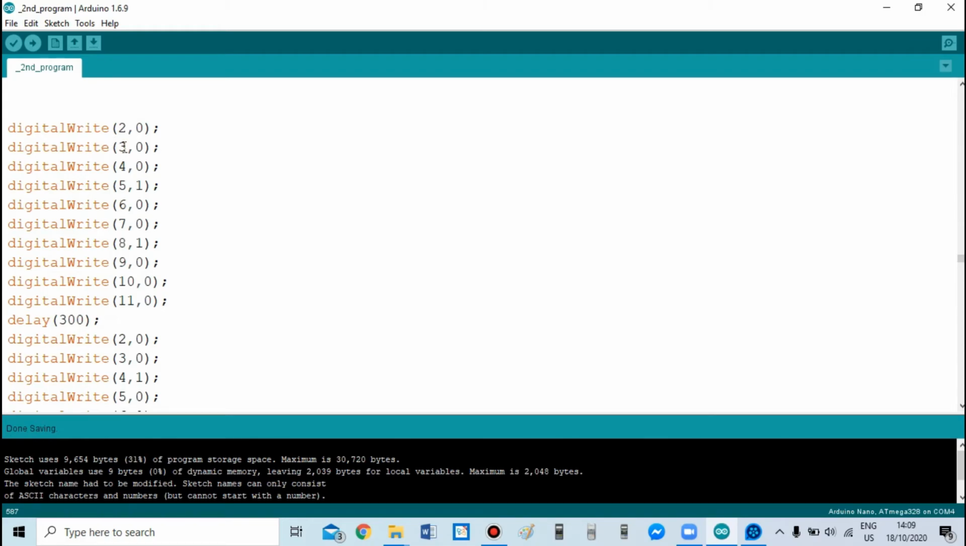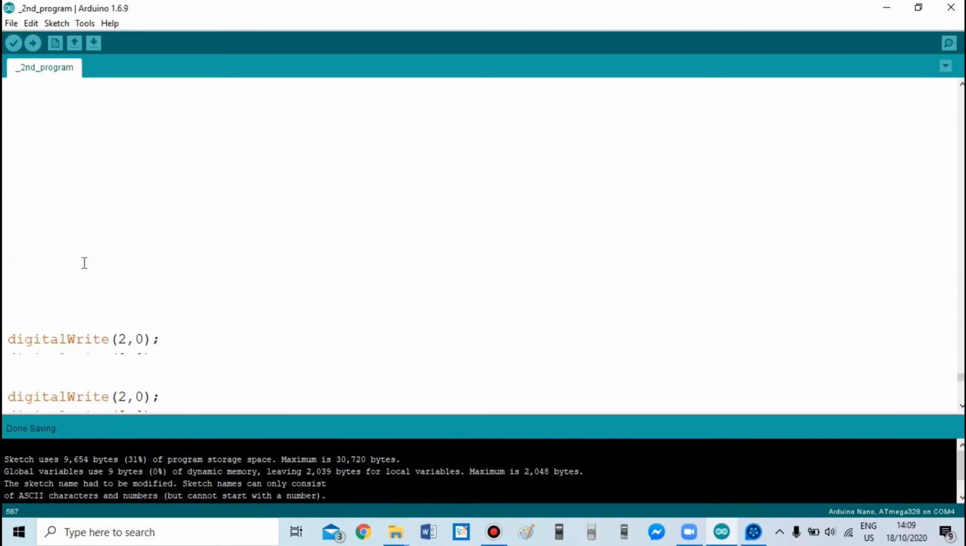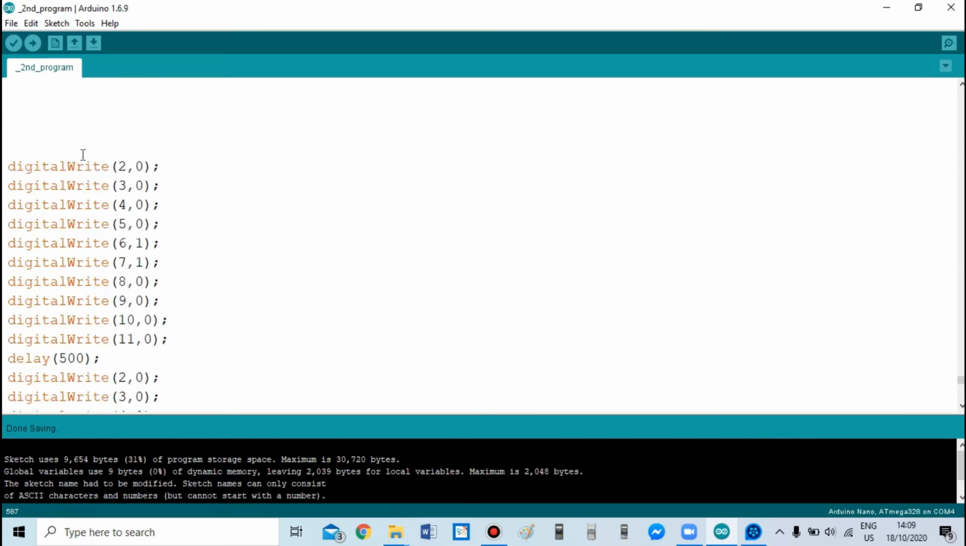In this part, the 5 number pin is high and the 8 number pin is high. After 300 millisecond, the 4 number pin is high and the 9 number pin is high, and this process continues. This is the fourth part.